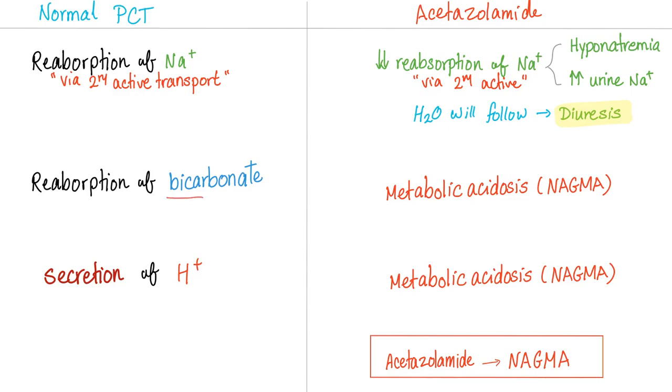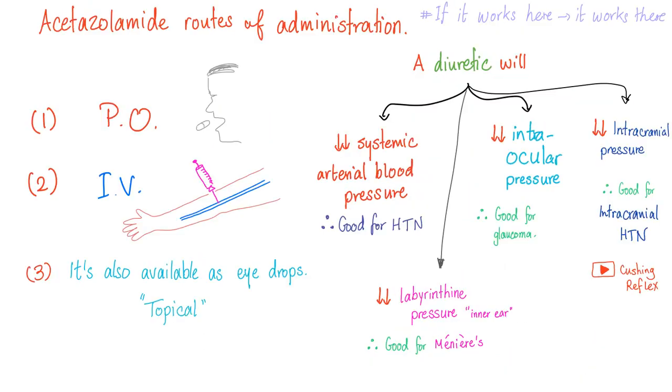When you lose an alkali, you end up with an acidosis because minus negative is positive. The normal proximal convoluted tubule used to secrete hydrogen. No more with acetazolamide. That's why you end up with metabolic acidosis, because hydrogen is staying in your system. Therefore, acetazolamide causes NAGMA. This is the only thing that I want you to take from this video.